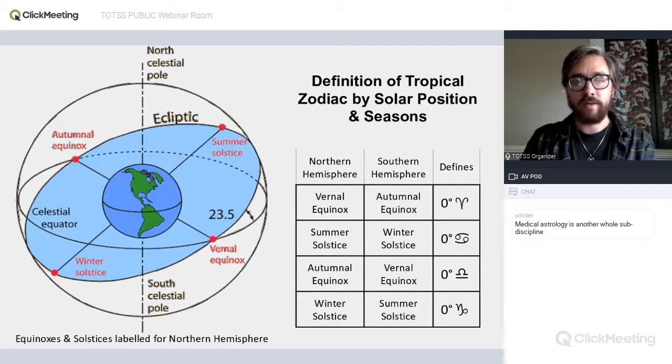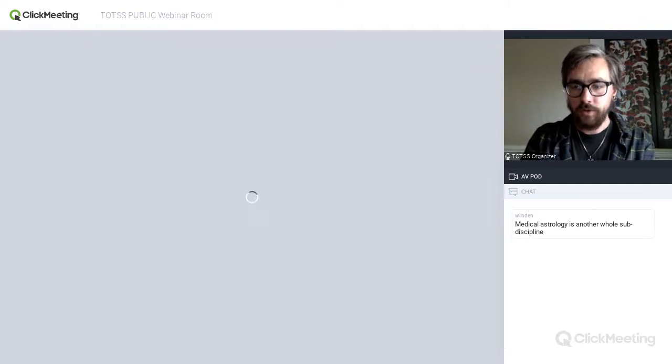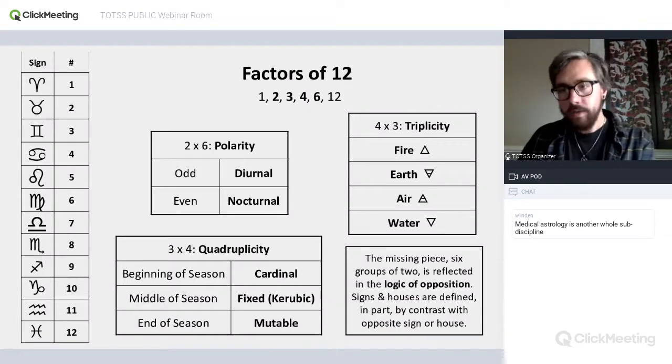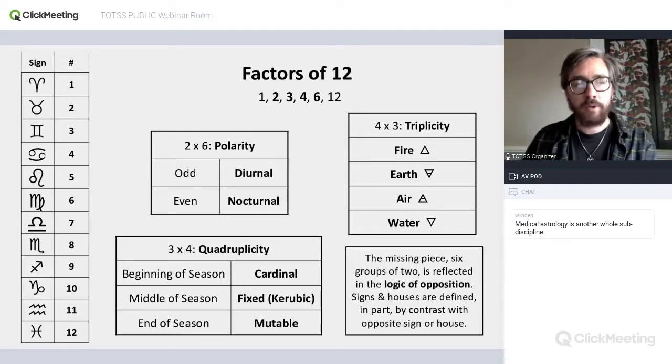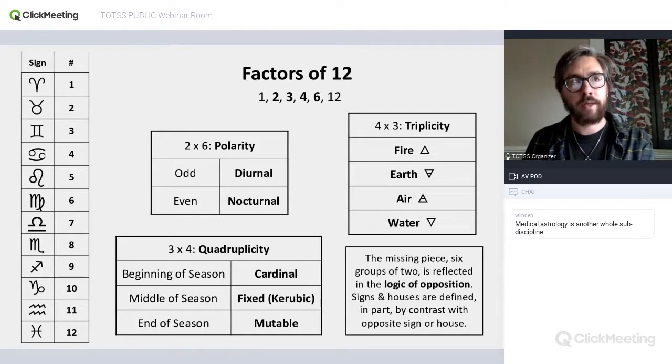All right, so that's how we define the zodiac and how we determine when a planet leaves one sign and enters the next. One thing that's very important about the number 12, and probably one of the big reasons why 12 is so important, both in astrology and in other systems of numerical symbolism, is that 12 has a greater number of factors than any number smaller than it.